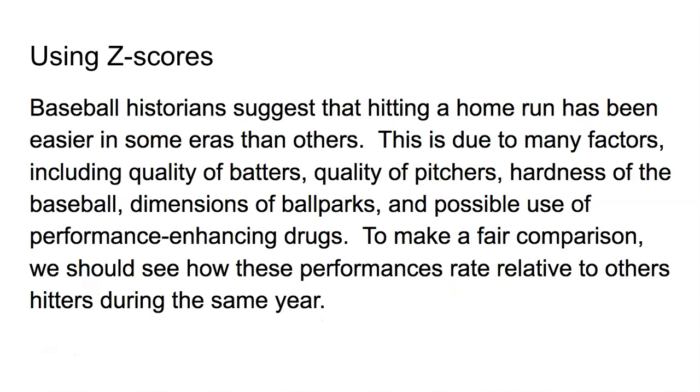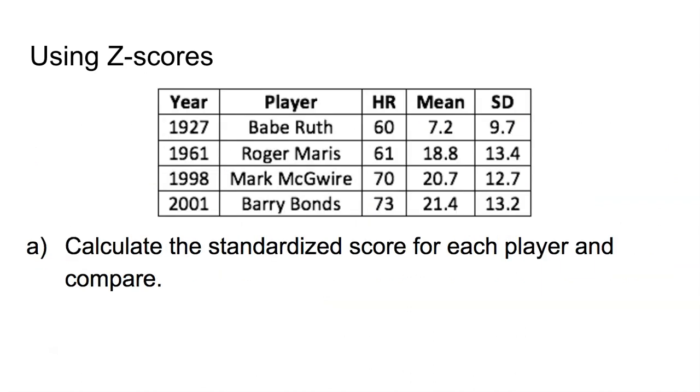Baseball historians suggest that hitting a home run has been easier in some eras than others. This is due to many factors, including quality of batters, quality of pitchers, hardness of the baseball, dimensions of ballparks, and possible use of performance-enhancing drugs. To make a fair comparison, we should see how these performances rate relative to other hitters during the same year. So in this table, we have the 4 given years, 1927 through 2001, the 4 baseball players, and how many home runs they hit in the given season. We also provide the mean number of home runs hit during that season, and the standard deviation of home runs hit during that season. So we can calculate the standardized score for each player and compare.